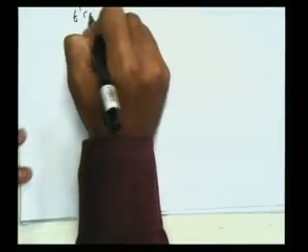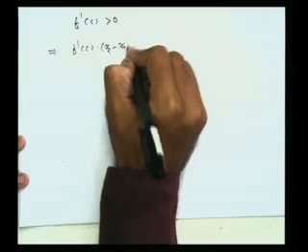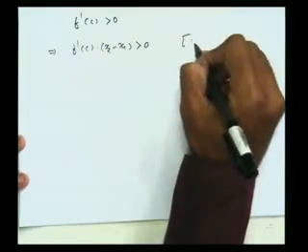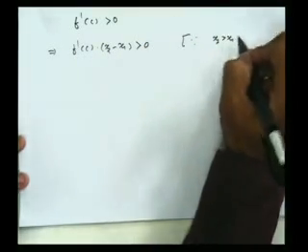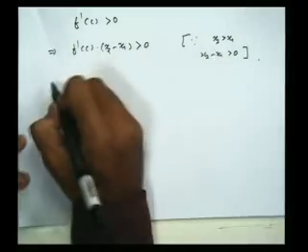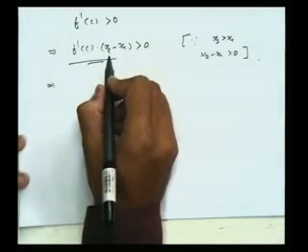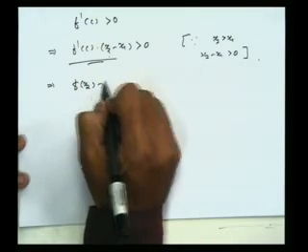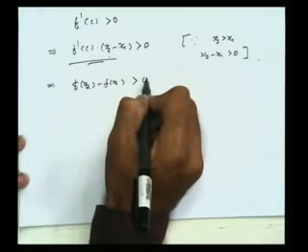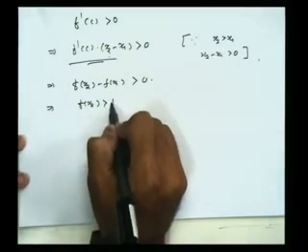So f dash of c is greater than 0 implies f dash of c into x2 minus x1 is greater than 0. Why? Because x2 is greater than x1 implies x2 minus x1 is greater than 0. But what is this? From equation number 1, f dash of c into x2 minus x1 is our f of x2 minus f of x1, and it is greater than 0. Implies f of x2 is greater than f of x1.